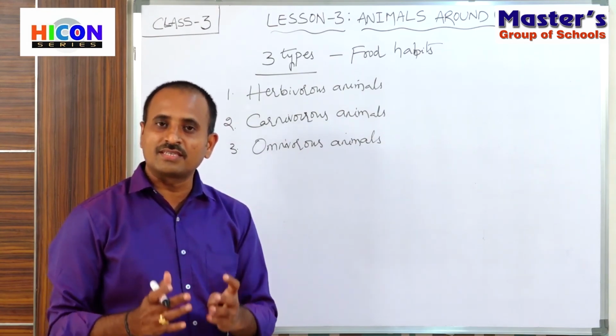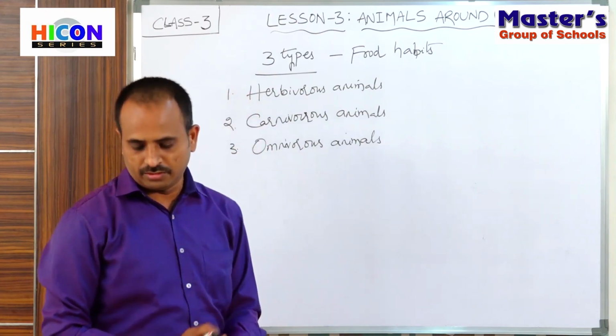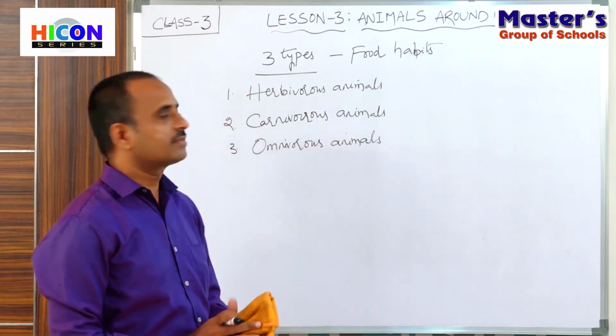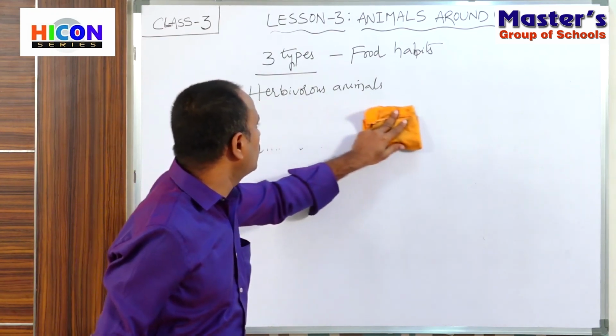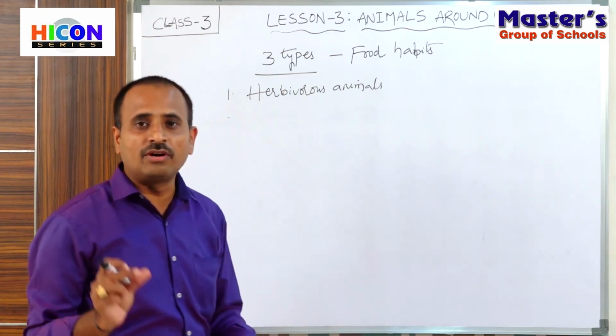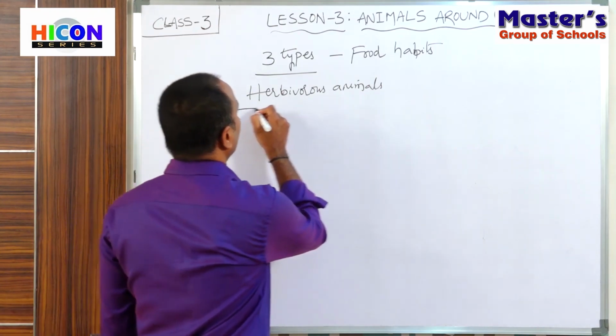Now let us discuss in detail about each type of animal. Let us discuss first about herbivorous animals. Children, what are herbivorous animals and what are the examples for herbivorous animals?